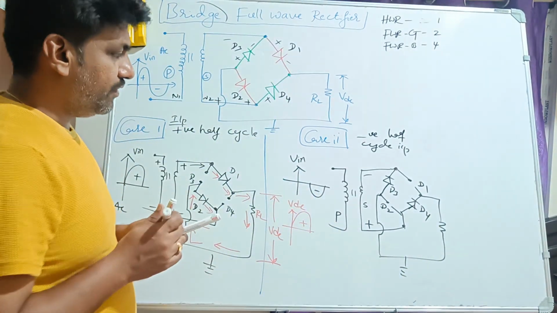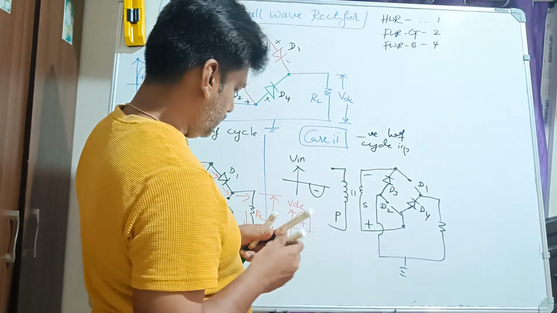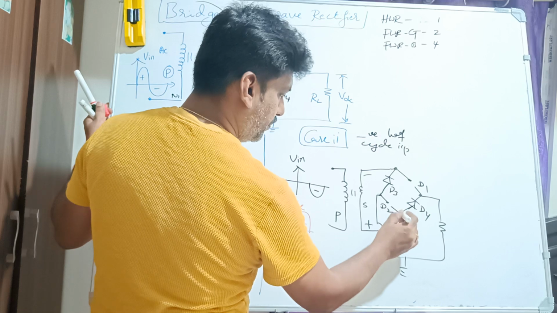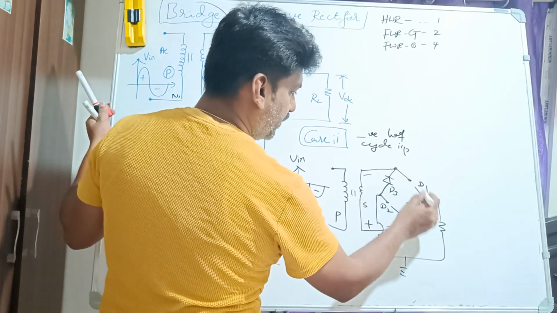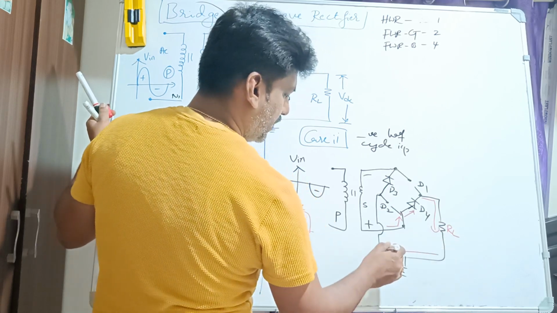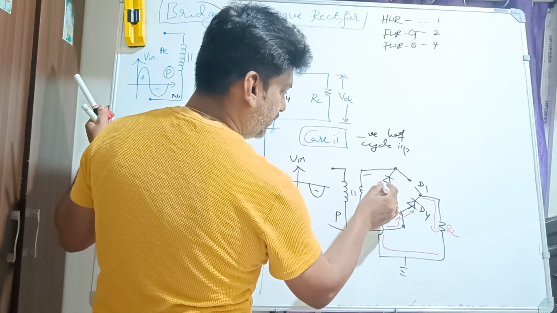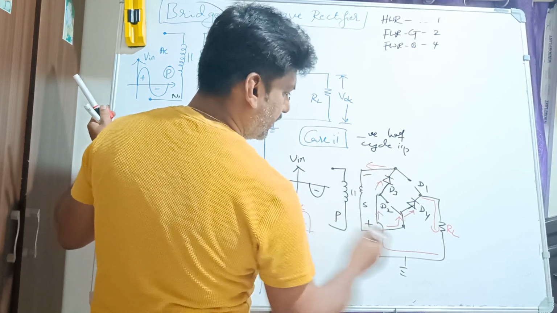So how is the current direction? Current direction will start from positive. So where will it go? From positive, from this point, through diode D4. Then after that it is not going up, it is going down, and it is going through RL. So it will come up, and here it is not going through this, it will go from here to D3. Then after that it is going to finally reach here, right?